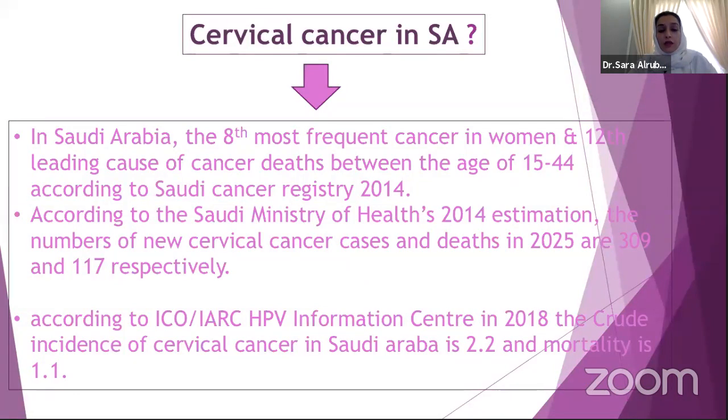And according to ICO, a Spanish institution, this institution collects information about HPV in Saudi Arabia related to different cancers: cervical, anal, rectal, and oral. They published their information in 2018, and they mentioned that the crude incidence of cervical cancer in Saudi Arabia is 2.2 and mortality is 1.1.